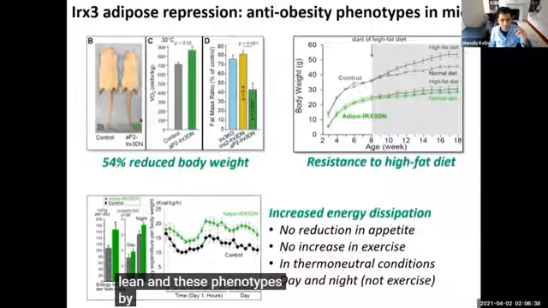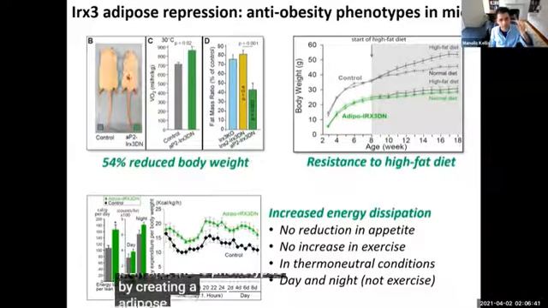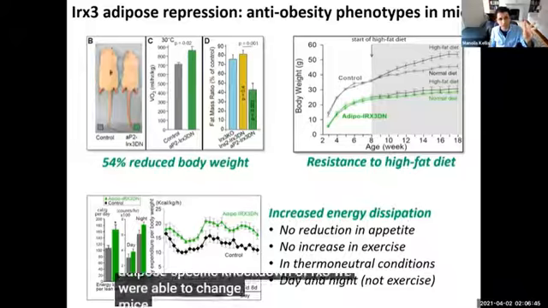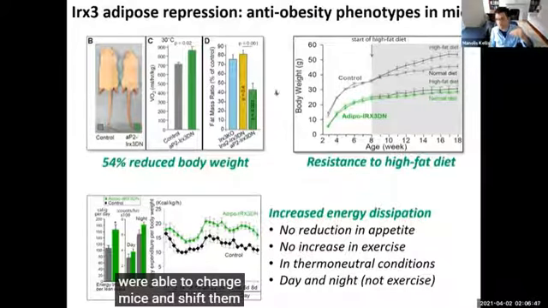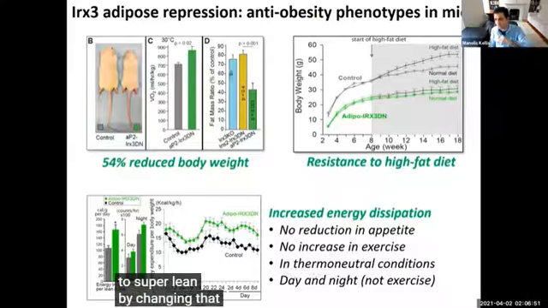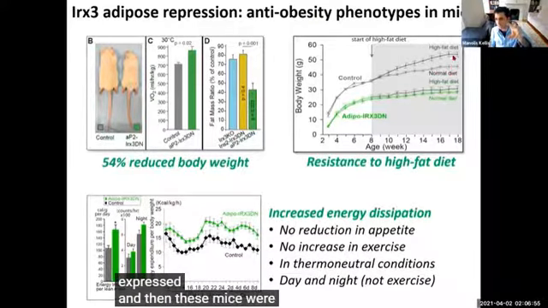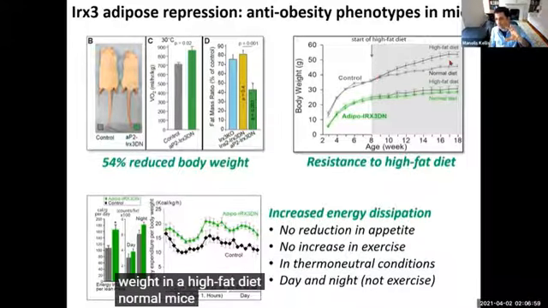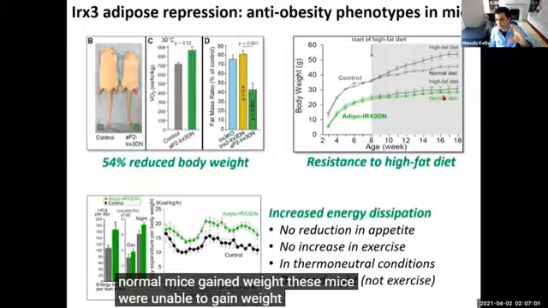By creating an adipose-specific knockdown of IRX3, we were able to change mice and shift them from regular weight to super lean by changing that gene to not be expressed. And then these mice were unable to gain weight on a high-fat diet. Normal mice gained weight. These mice were unable to gain weight.